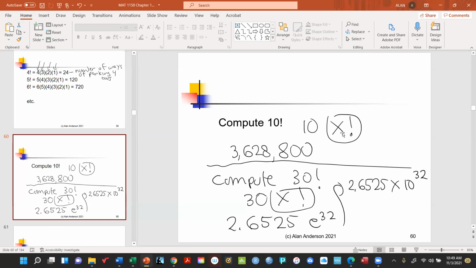So you have to experiment with your calculator. But with the iPhone, I'm going to try it right now. Oh yeah, with the iPhone, you're going to hit the number and then the x factorial button, which is in the extreme lower left-hand corner of the keyboard.